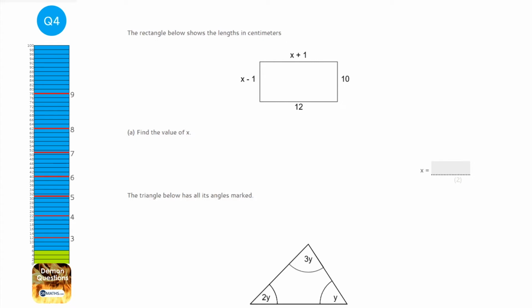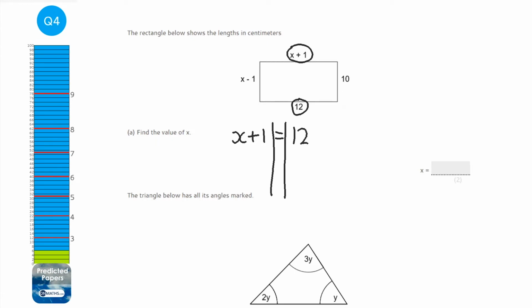Question A seems like a really complicated question, but it really isn't. If you think about what you know about a rectangle, you know that opposite sides of a rectangle are equal. So if you just write down x plus 1 is the same as 12, and then solve it. So what we're going to do is take away 1 both sides. Then x equals 11. So we know that x is 11. Let's check that out. It says here x minus 1. Well, what is 11 take away 1? Well, it's 10, and that is the same as that. So we know that x equals 11, and that's it.